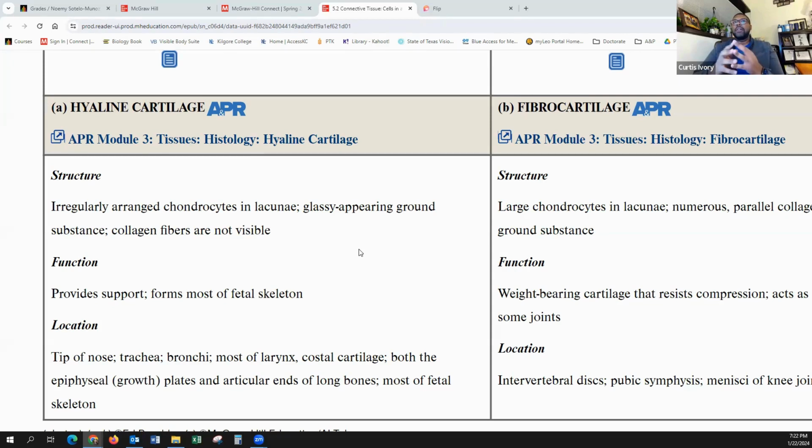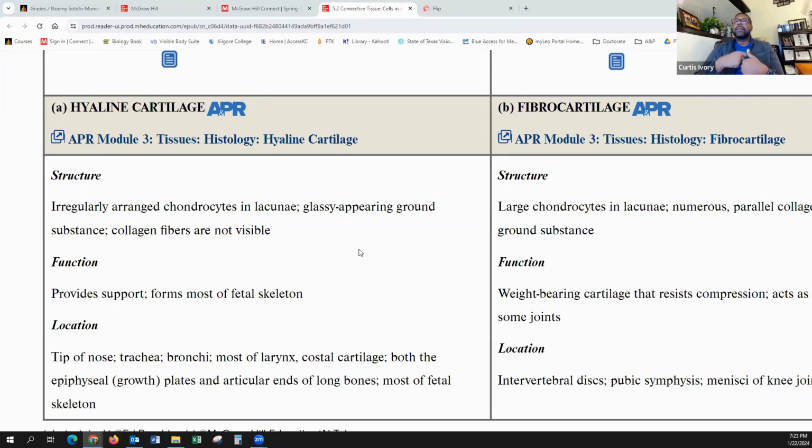So the location of hyaline cartilage is going to be the tip of your nose. That's one reason why you can bend it like this. Your bronchioles, which are the inside of your lungs, your larynx, which is your voice box, or you can kind of feel it right here where your Adam's apple is, which women and men both have, but it's just more prominent in men because of testosterone, so you can see it on the outside, but we both have it. The costal cartilage, which is the cartilage within our lungs.